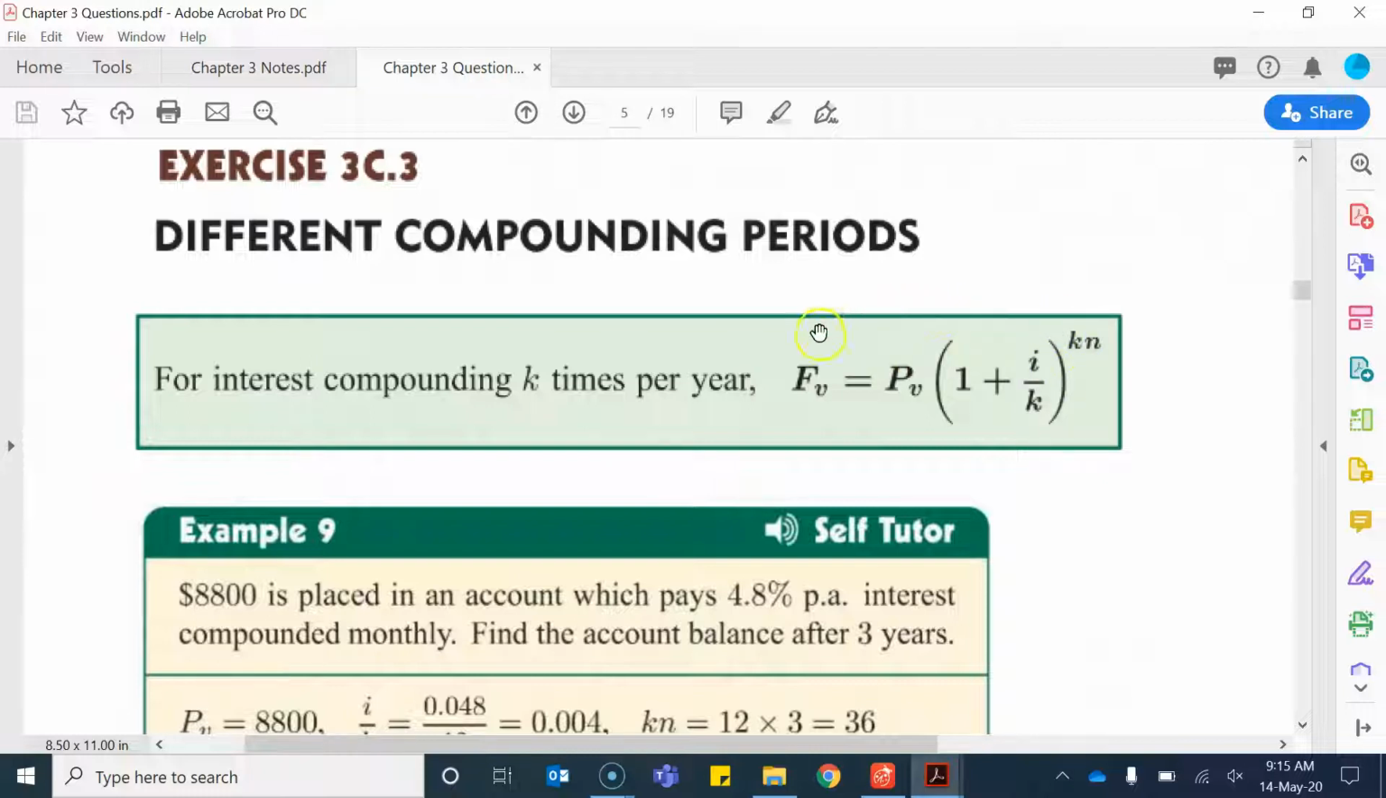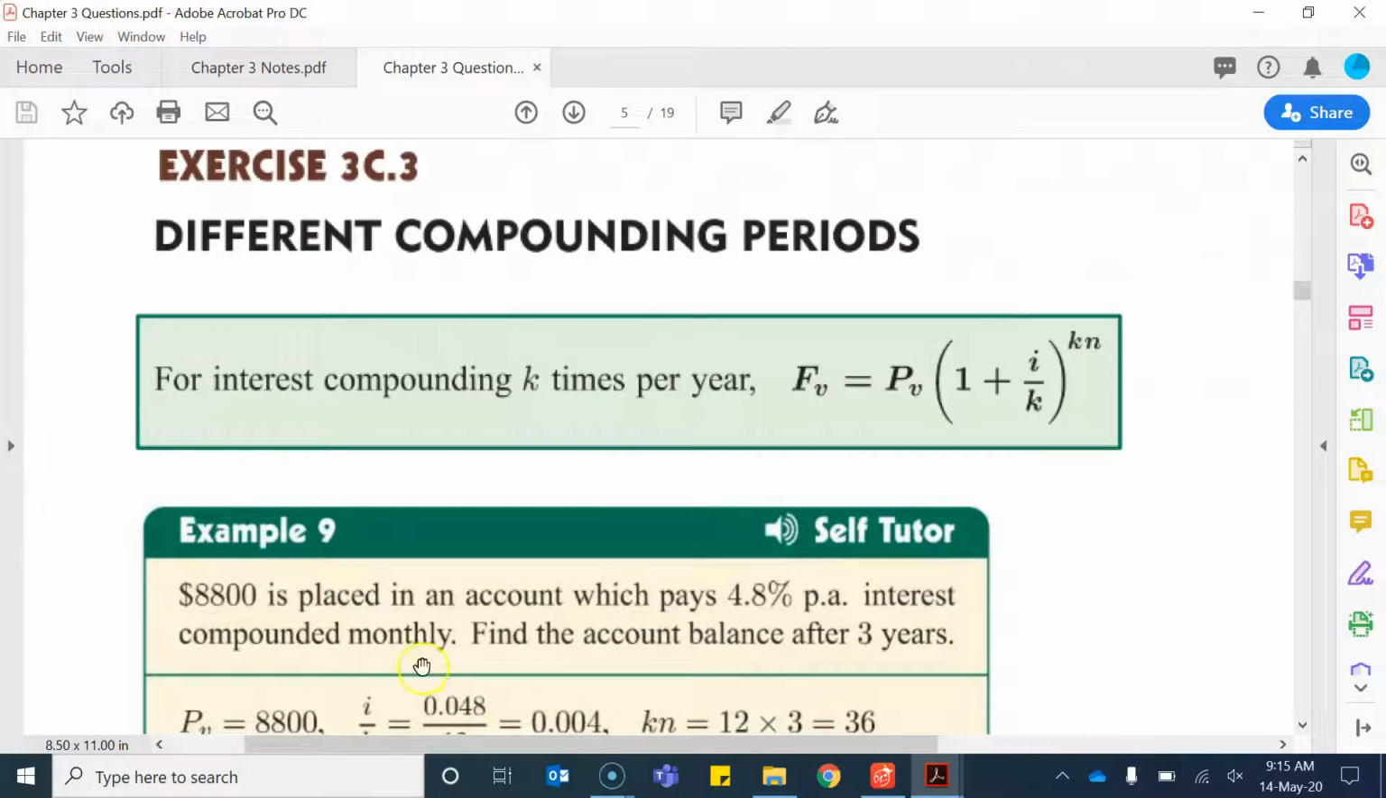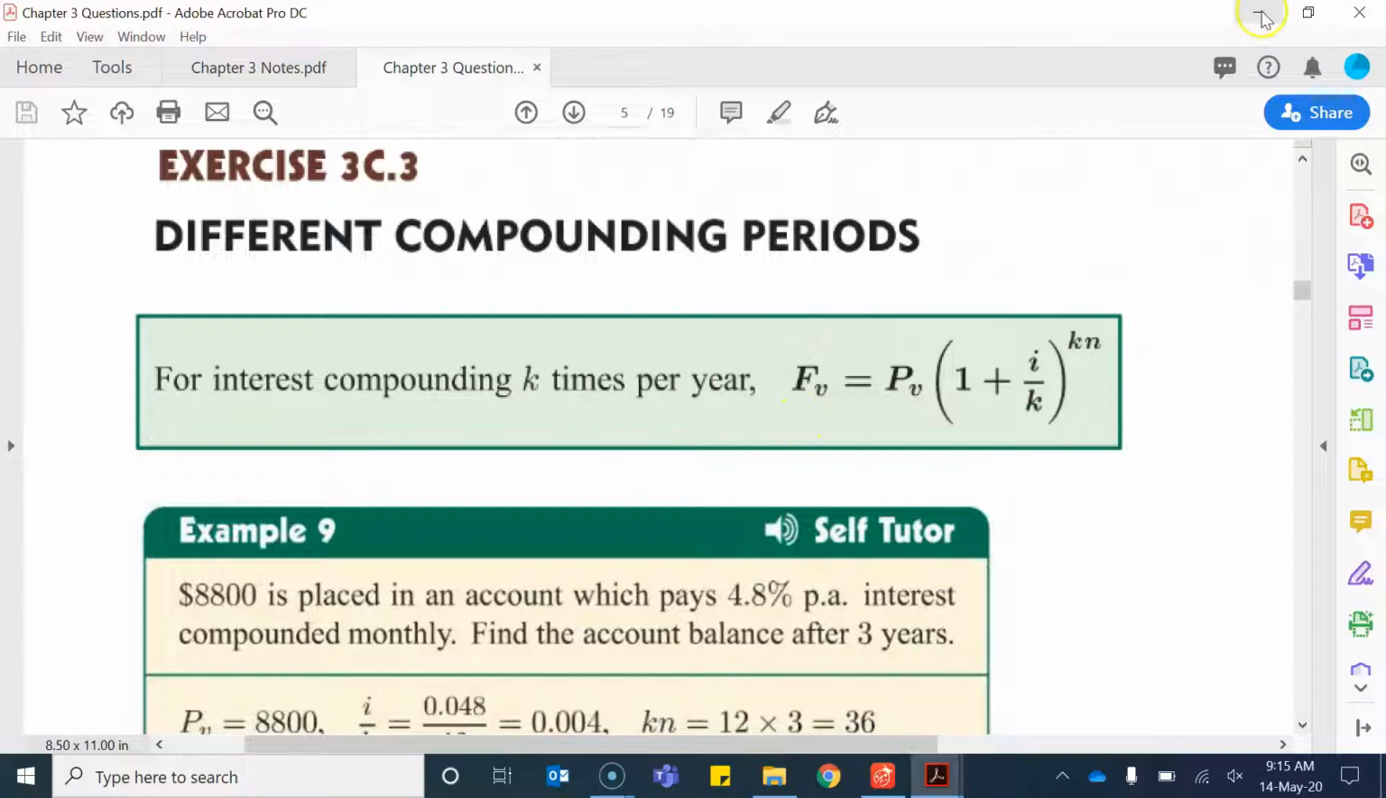So we'll do an example to have a look at this. In your exercise books, could you just write a title, different compounding periods, and copy this formula in, and then you can work through this example with me. So $8,800 is placed in an account which pays 4.8% per annum, and the interest is compounded monthly. So if it's compounded monthly, that means over the year it would be compounded 12 times, and they want to know what the balance is after 3 years. So we'll use this formula here to determine this.